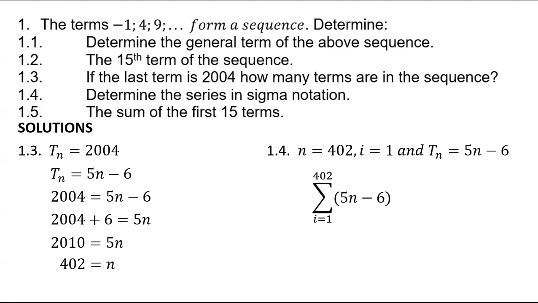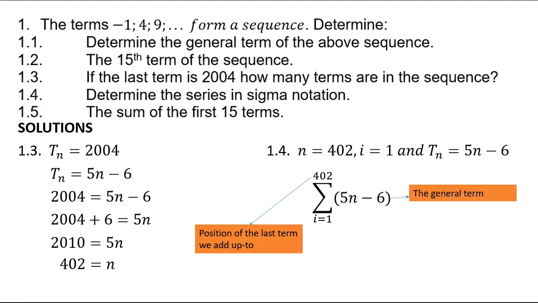Okay, 402, I did specify that it represents the position of the last term we add up to, and in front of the sigma notation you'll have the general term, and at the bottom of your sigma notation you have the position of the term that we add from.